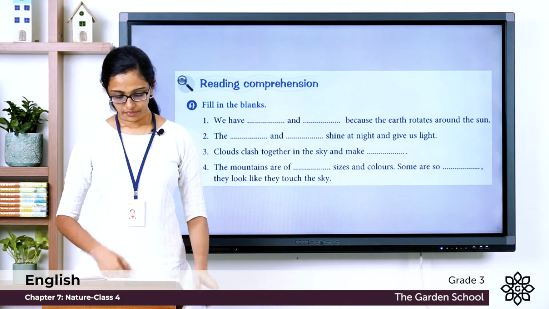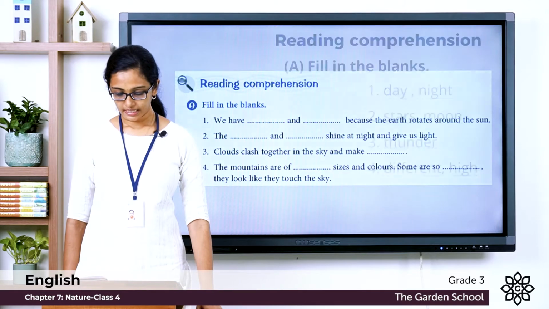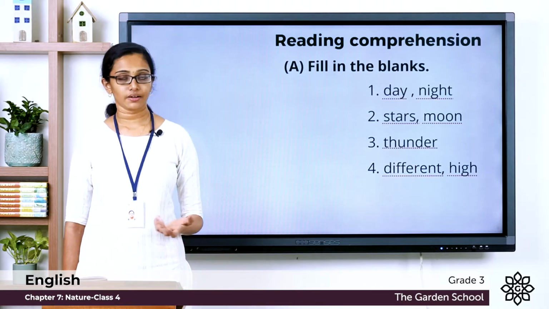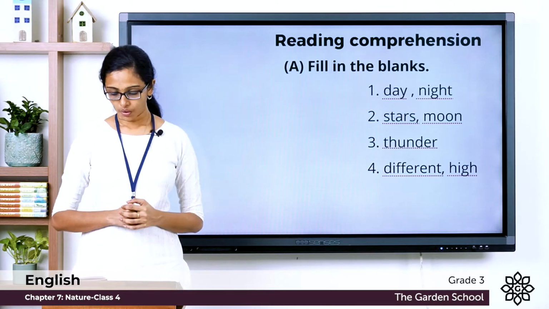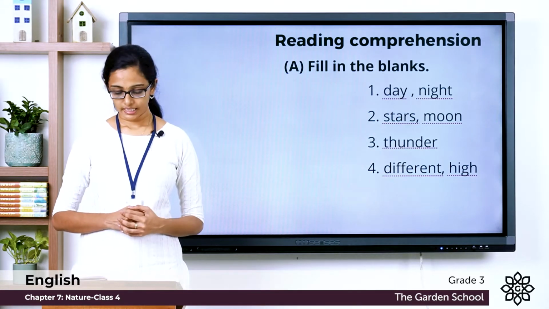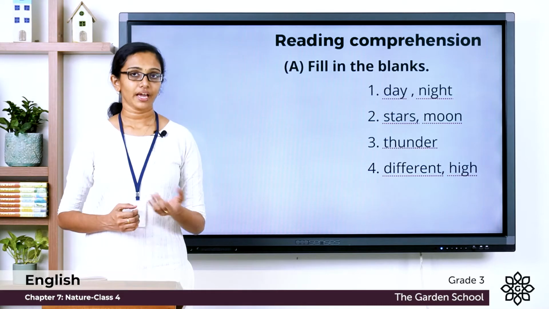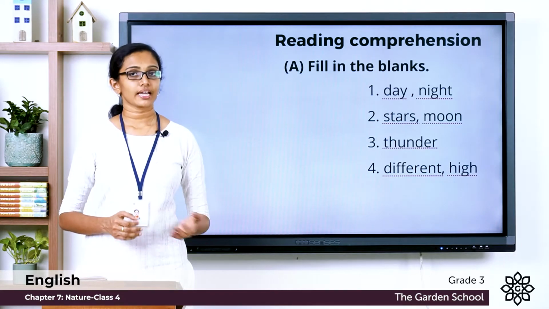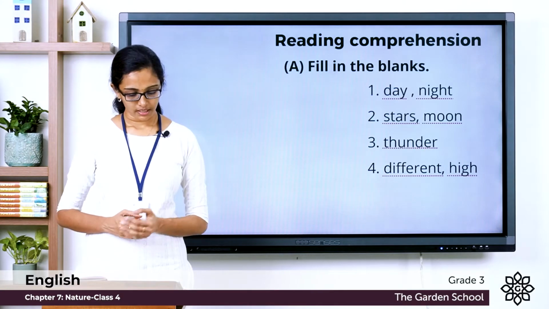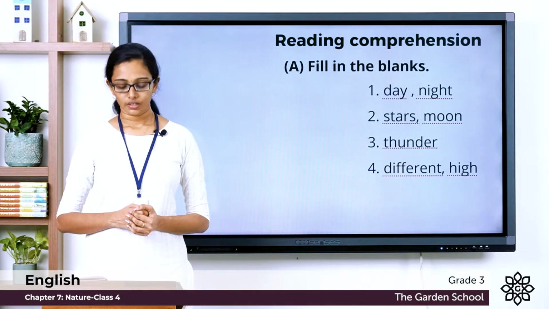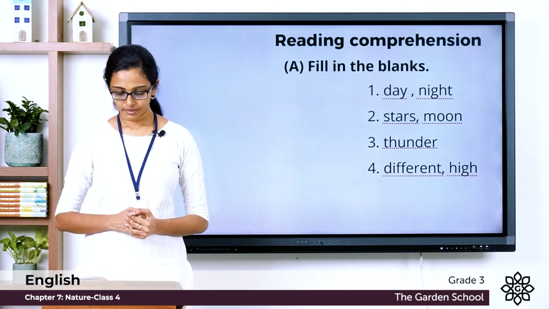The first one, we have dash and dash because the earth rotates around the sun. We have day and night because the earth rotates around the sun. Because in the poem, we have the stanza, the earth rotates around the sun. It causes day and night all long. That's the way of nature. So from that stanza, let's fill up the blanks here.